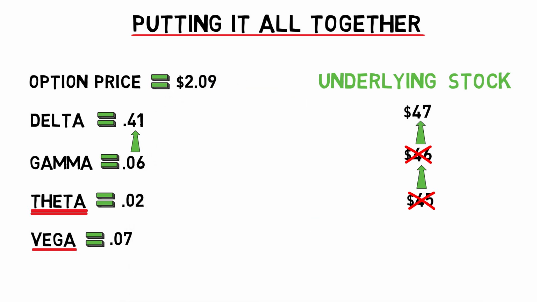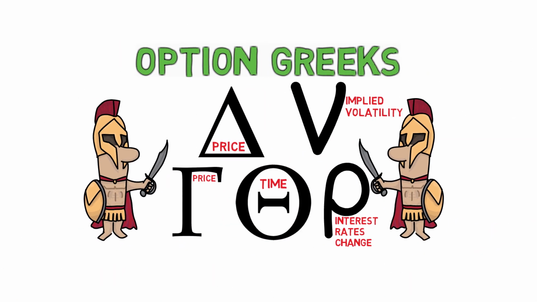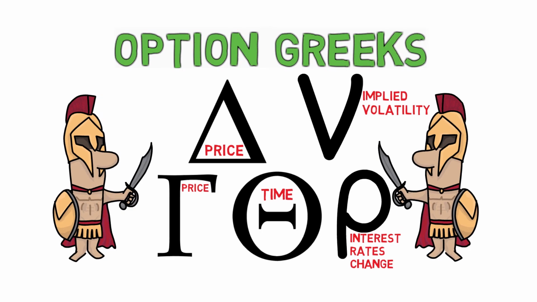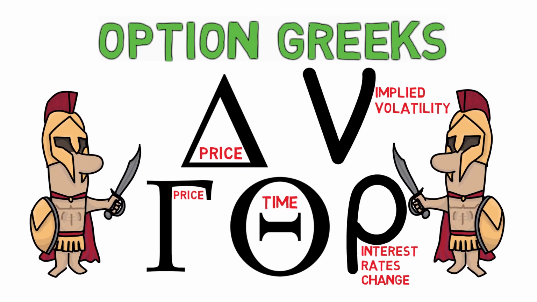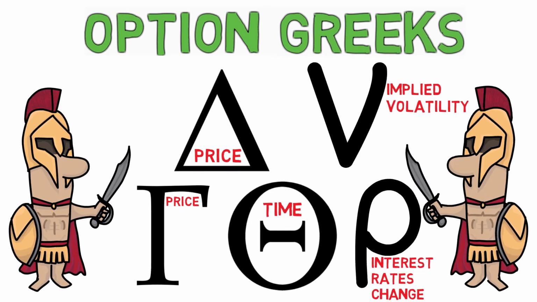Putting all these factors together shows how a relatively small change in the underlying can lead to a fairly significant change in the option premium. All of the option Greeks are essential to know in order to be a profitable trader. They will help you understand the impact that various factors can have on options trading.